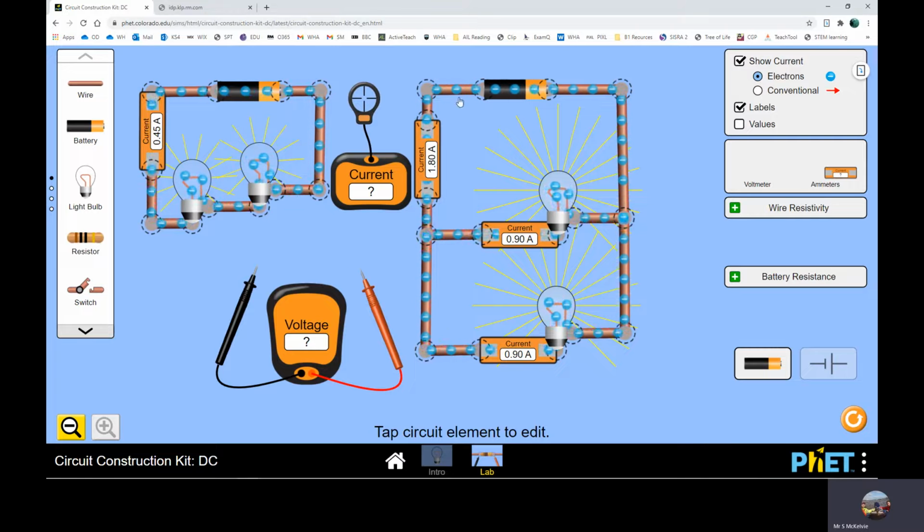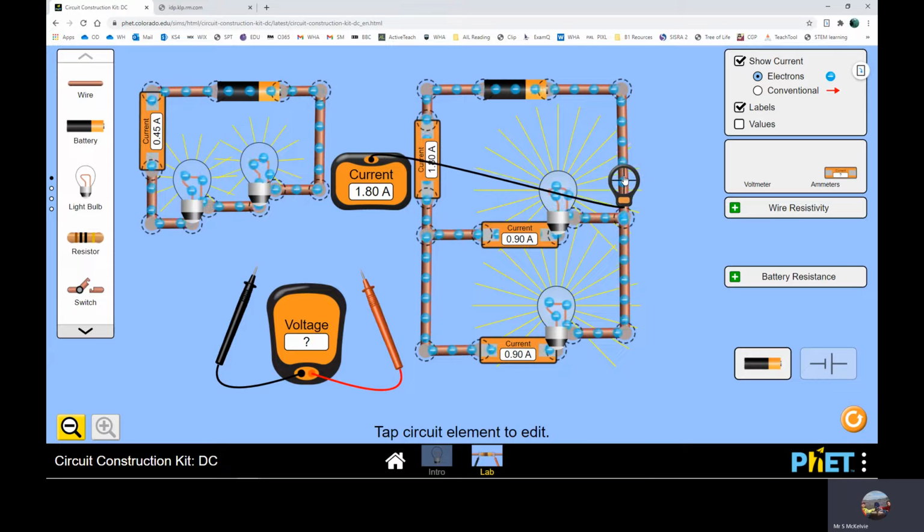We contrast that with the parallel circuit. Here I've got one ammeter showing 1.80 amps. And then we see that the current changes. So in this top circuit, in this top bulb, the current is 0.9 amps, and in this bottom bulb, the current is 0.9 amps too. So that's the way that it splits.